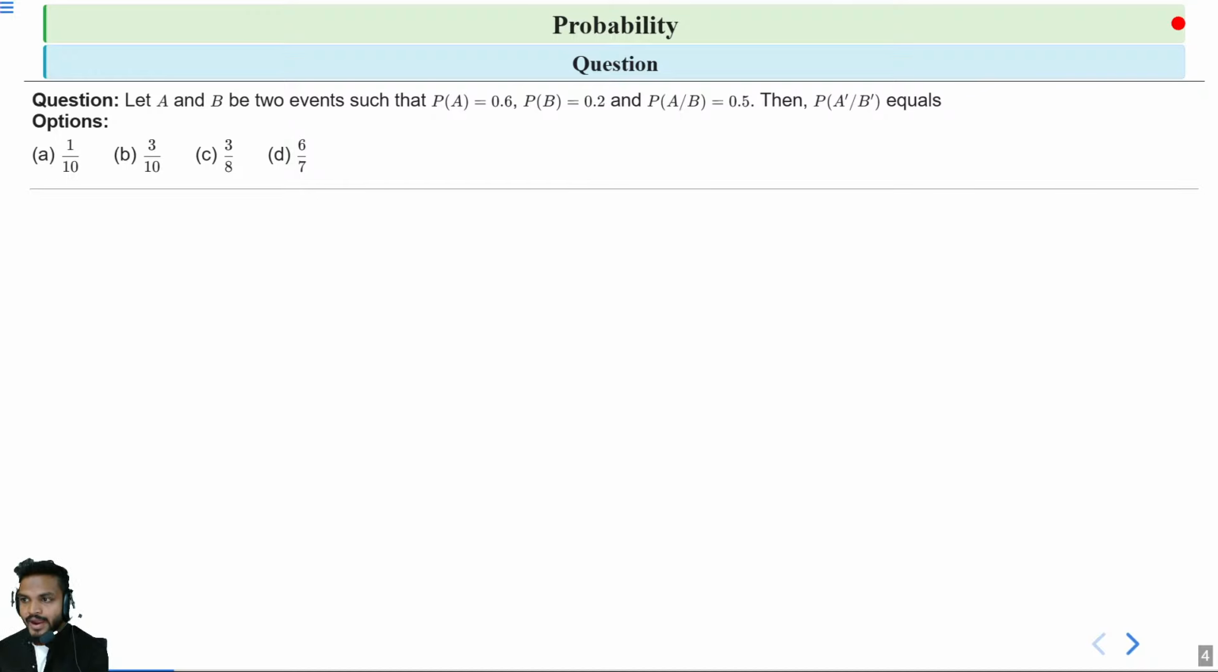Okay, so we need to find the conditional probability, that is probability of A complement given B complement. Now options are given. So option A is 1 by 10, option B is 3 by 10, option C is 3 by 8, and option D is 6 by 7. So which option is correct? Try this question.